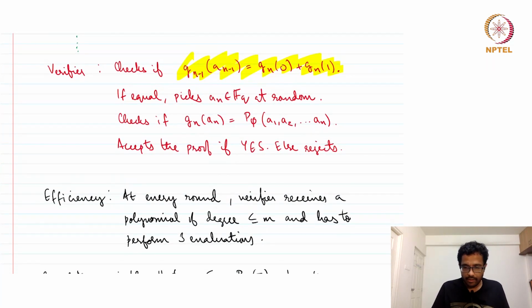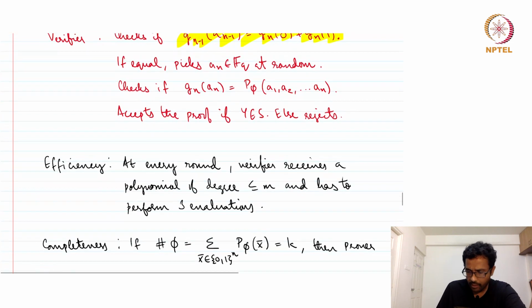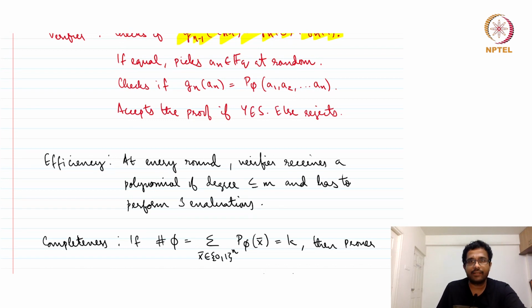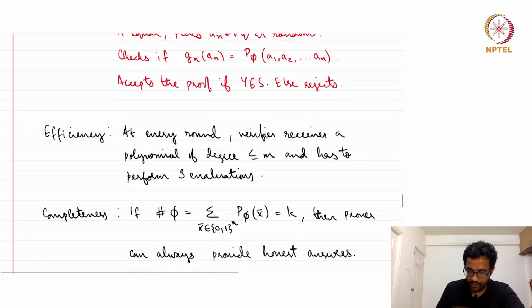Okay, let me just come to the efficiency first. The verifier just receives a polynomial of degree at most m and has to perform just 3 evaluations, at 0, at 1 and at the randomly chosen value Ai at the ith stage. And we have already seen that the polynomial is something that can easily be evaluated. So this is an efficient process, a deterministic polynomial time process.